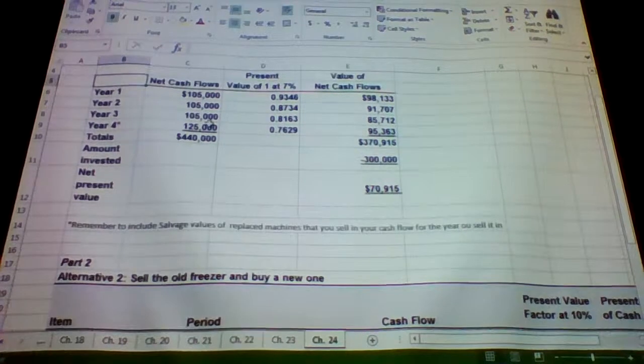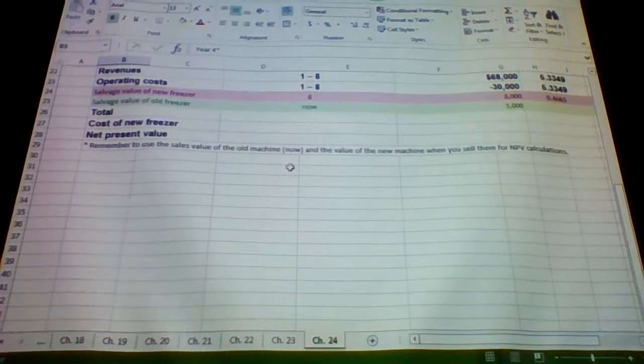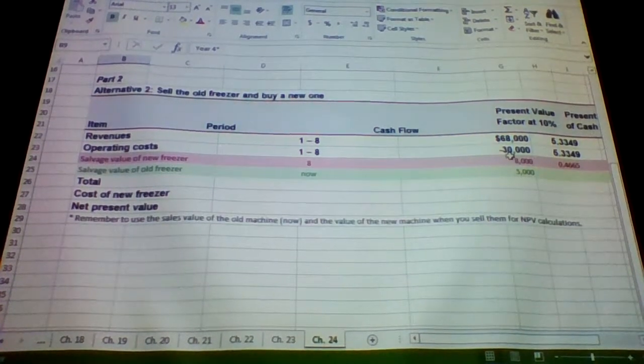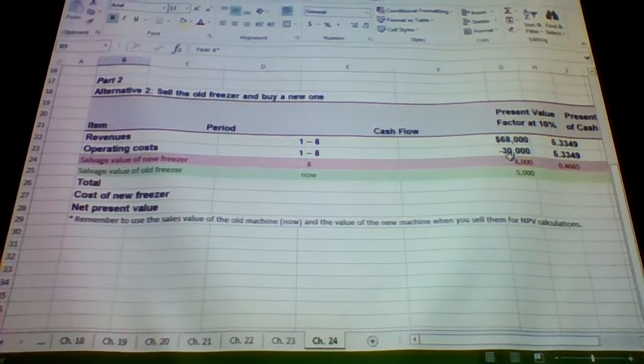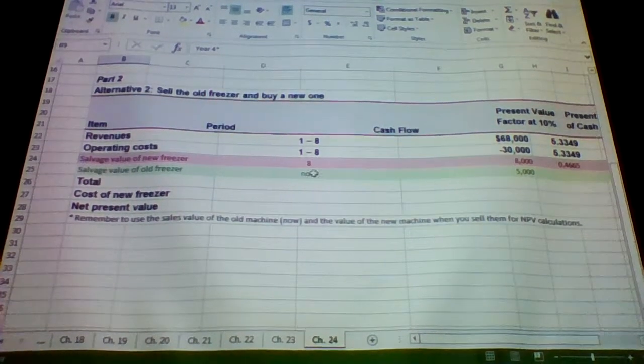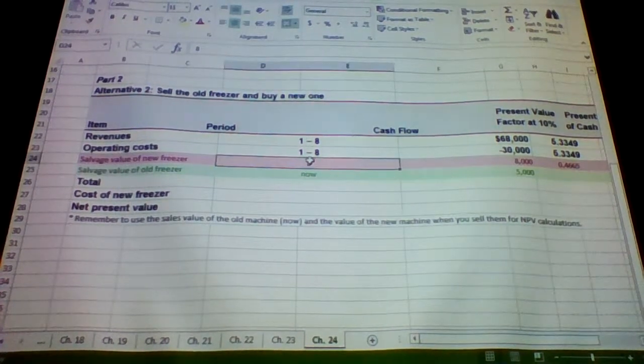here. But in this last year, when it reached its final year, it had a $20,000 salvage value. So you have to remember right there, remember that you have to include your salvage values in your calculations. Here you have your revenues year 1 through 8, 68,000. Operating cost year 1 through 8, 30,000. Year 8, you got $8,000 from selling the new machine that you bought back here in year 1, and salvage value of the old freezer that you sold back here in year 1. And this is the one that you sold in year 8.